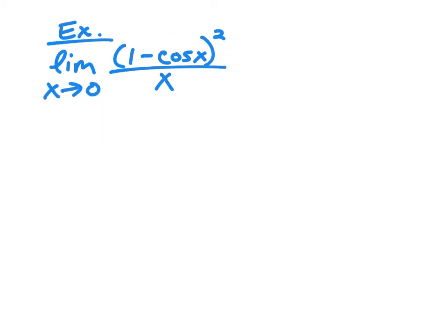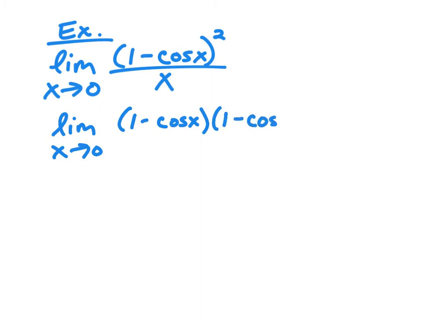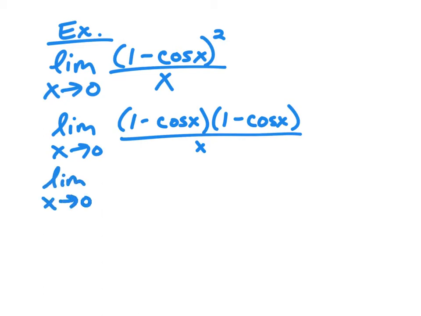The next example looks like the second special trig limit. So notice the only difference is I have 1 minus cosine x being squared, and the original special trig limit says I should only have 1 minus cosine x over x. So what I can do is I can go ahead and expand it. That will give me the limit as x is approaching 0 of 1 minus cosine x times 1 minus cosine x all over x. And if you like, you can go ahead and split this. So we have the limit as x is approaching 0 of 1 minus cosine x over x times 1 minus cosine x.